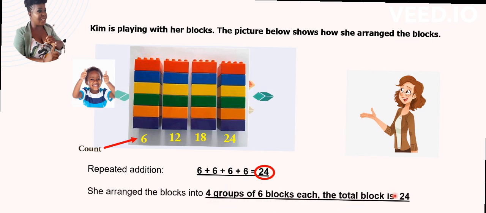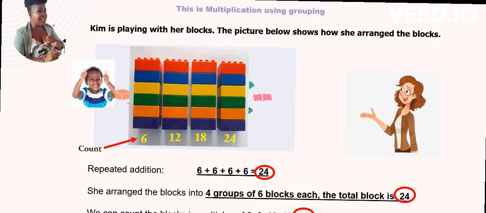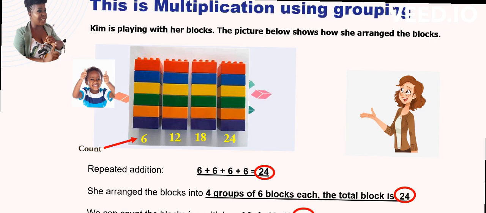We can count the blocks in multiples of 6: 6, 12, 18, 24. Write as a multiplication number sentence, 4 times 6 is equal to 24. This is multiplication using grouping.